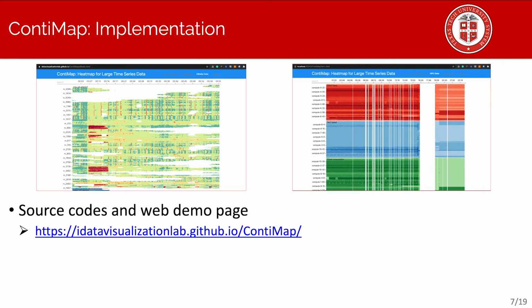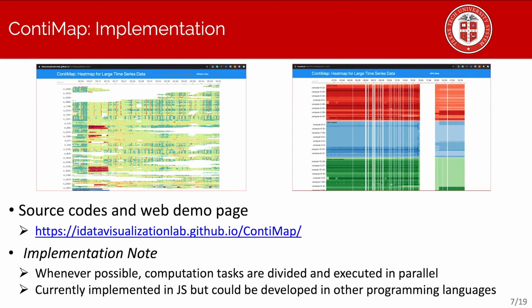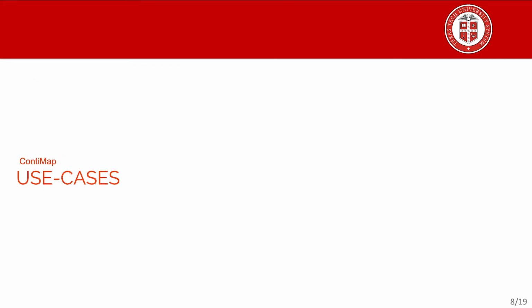The source code and the webpage demo of this ContiMap implementation are available at this link, and whenever possible, the computation tasks are divided and executed in parallel. It is currently implemented in JavaScript, but could be developed in other programming languages. We also outline ContiMap in several use cases.